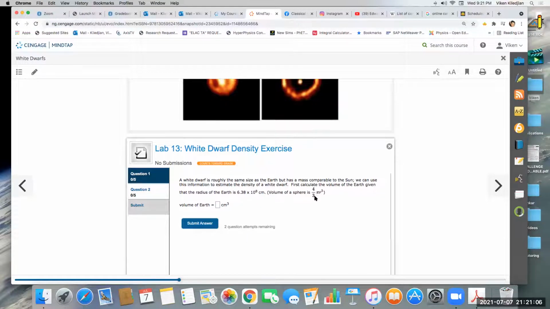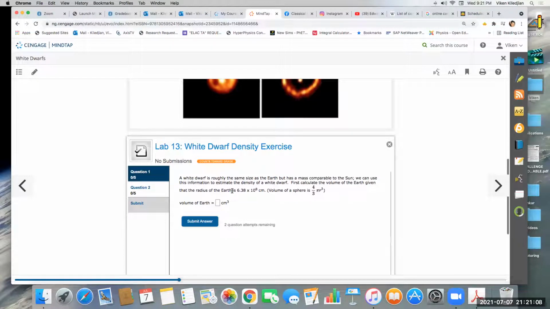And so you're going to take 4/3 pi times the radius of the Earth cubed. Because the white dwarf radius is similar to the radius of the Earth, they're going to use the radius of the Earth to calculate the volume of a typical white dwarf star, and then you get the answer here. So put the numbers in the calculator, and show the work for this. Then you put in the numbers here and see what you got.